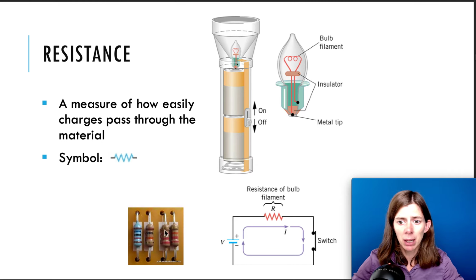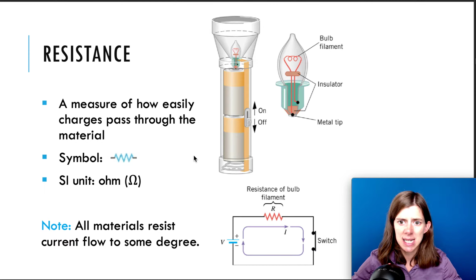On the bottom left here, we have pictures of resistors, which are actually designed to offer a specific amount of resistance. You can tell the amount of resistance by looking at the color codes on the resistor. Finally, I have a picture of a little circuit, and we show anything that has resistance as a resistor in our circuit, shown with these little jagged lines. The other thing about resistance is that the units are ohms, so we have this Greek letter omega.